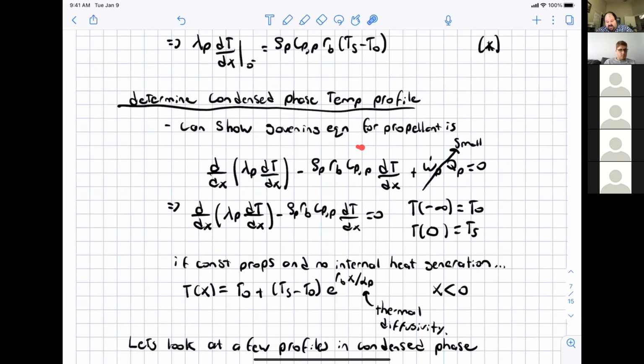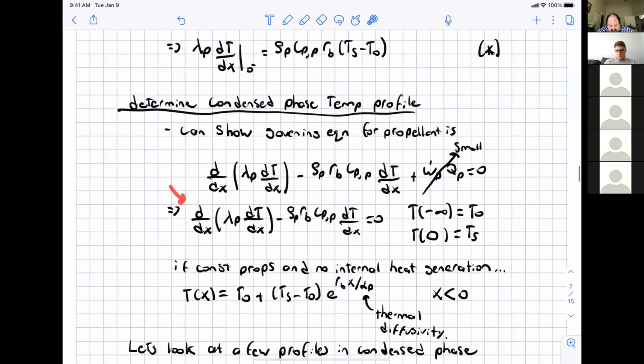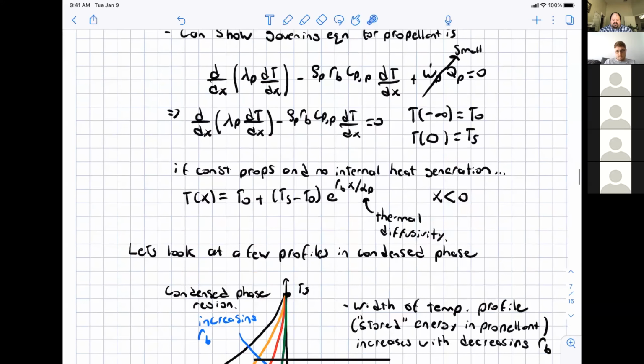You can show that the governing equation for the temperature of a propellant, if it's steady, is this equation here. Later on in the lecture today, I'm going to derive this for the gas phase region. If you apply the boundary conditions, that T at minus infinity is T naught, and T at 0 is equal to some surface temperature, you can integrate this. You can show that with constant properties and no internal heat generation due to chemical reactions, the temperature profile has this functional form.